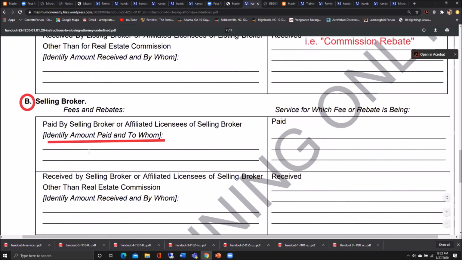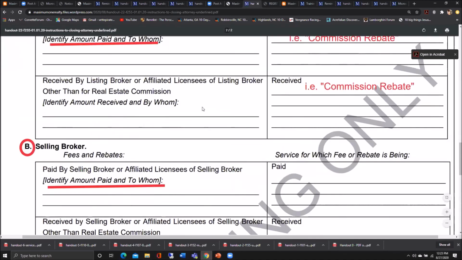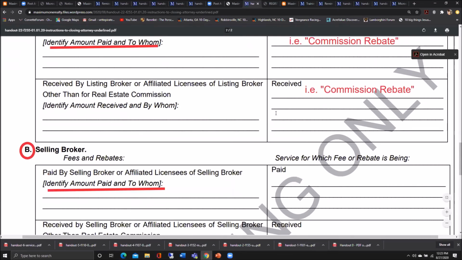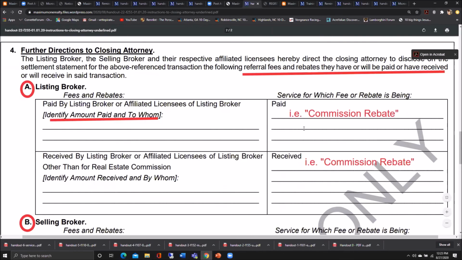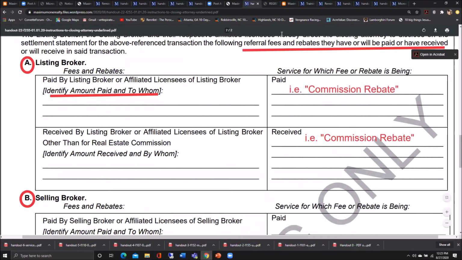And under here, for example, you're going to put selling brokerage pay 1% of sale price to buyer as credit on buyer's closing, on buyer's side of closing statement. And over here, you're going to put commission rebate. So this is where you fill out all of that information so that the closing attorney knows how to put it on the closing statement.